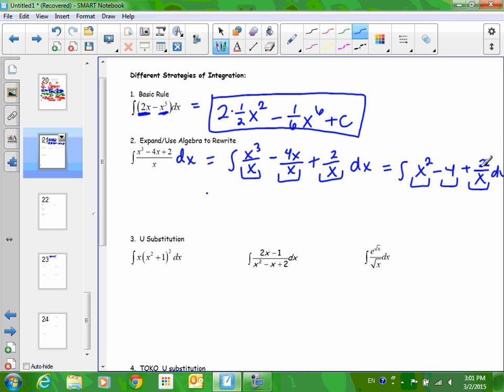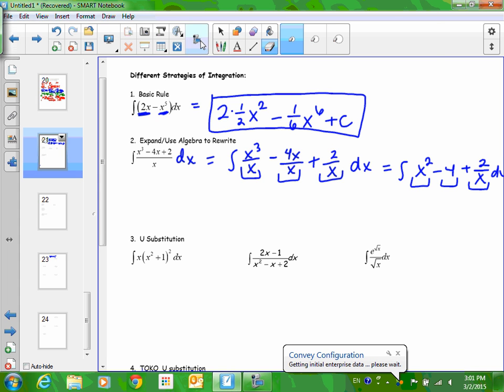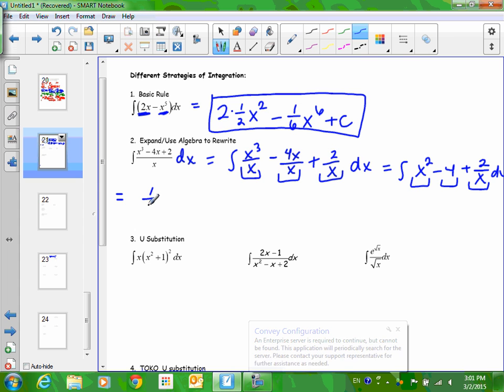If you're like, I got long division, that's easy to me, that may be something you actually really want to do. Although not necessary on this, you didn't have to. So then the antiderivative of x squared, I'm going to go through this part pretty quick, that would be 1/3 x cubed. Antiderivative of 4 would be 4x.